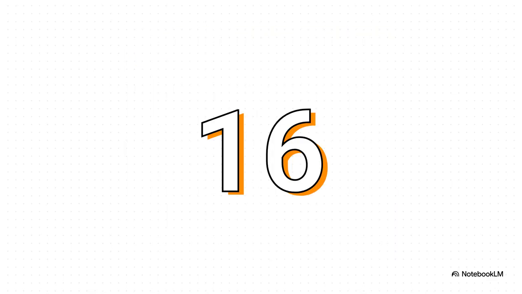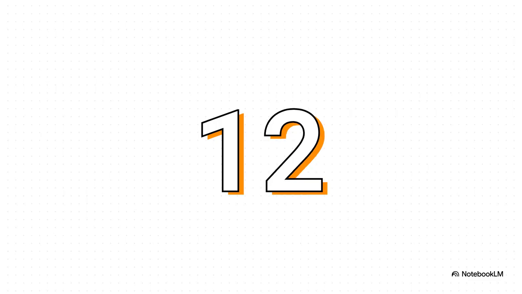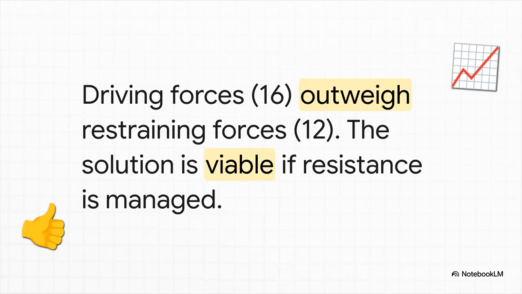So, let's do the quick math. We add up all the positives, all the forces driving this change forward, and we get a total strength of 16. And now for the other side of the equation, we sum up all the restraining forces, the things pushing back, and we find their combined strength is a 12. And boom, here's our insight. With a score of 16 to 12, the project definitely looks viable.